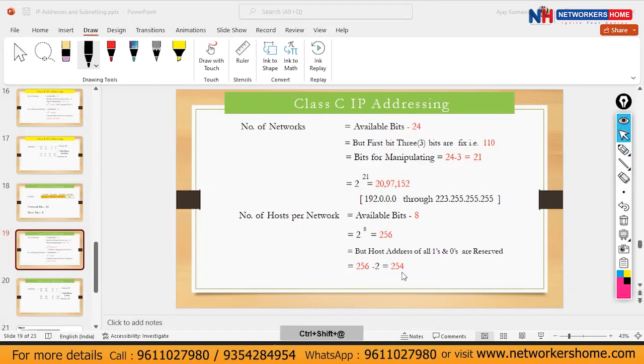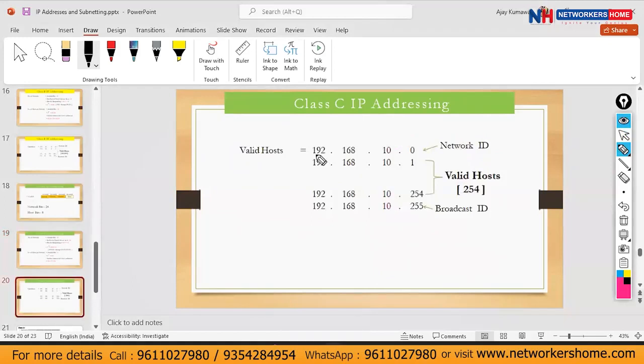Again, the address range: 3 octets are for network, so they will remain the same, and the host part will go from minimum till the maximum. The first address will be the network ID, the last address will be the broadcast address, and all the addresses in between will be your valid IPs. The valid IPs only you can assign to the nodes. So this is clear about class A, B, and C.